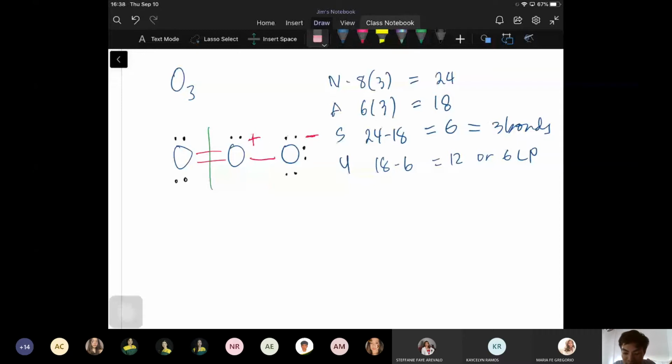And there's nothing much we can do about this. There's nothing more we can do here, because those are the only possible structures. Is that all? Actually, there is another possible structure. What is the next possible structure? I can place the double bond on the other side.